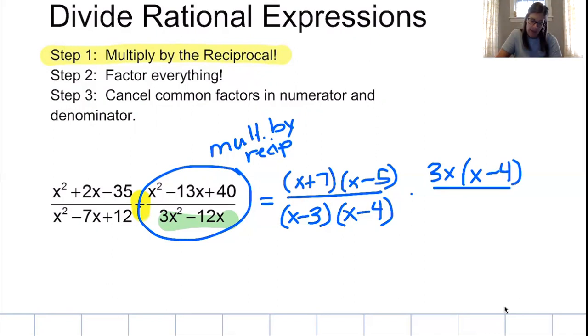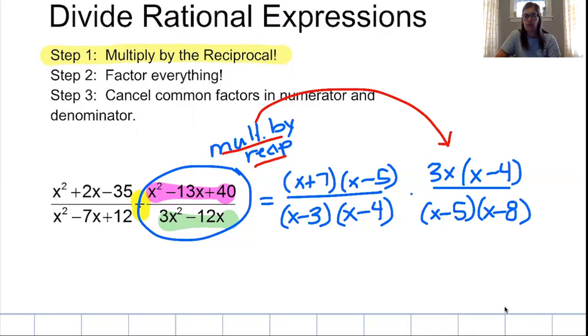And then I'm going to look at the numerator, x squared minus 13x plus 40. So that's going to be an x minus 5 and an x minus 8. So I said, I'm going to multiply by the reciprocal. Here's me multiplying by the reciprocal. I flipped it. Okay. And now I can start cross-canceling things in the numerator and things in the denominator. Looks like that's about it.